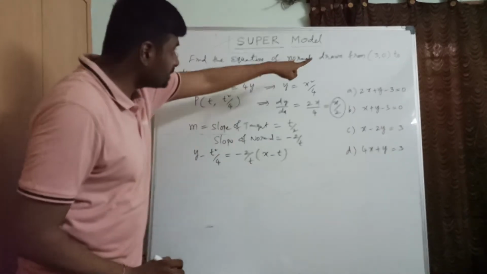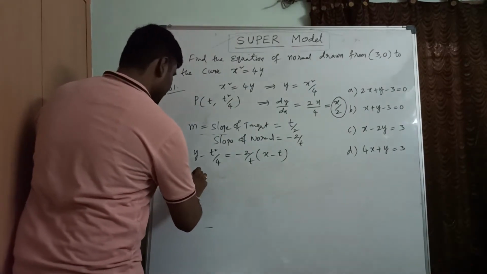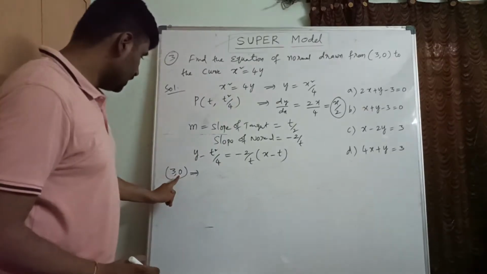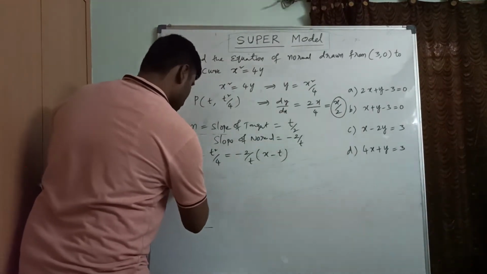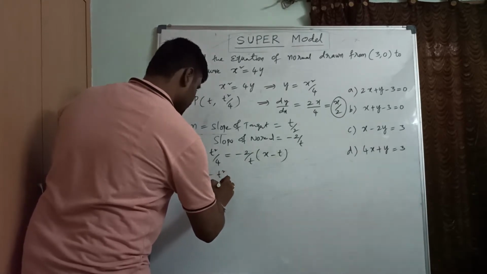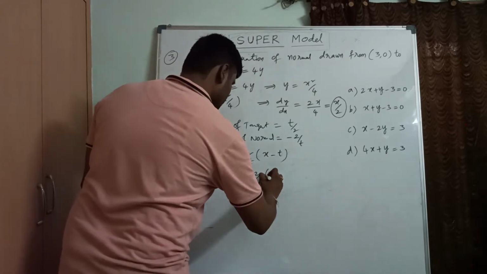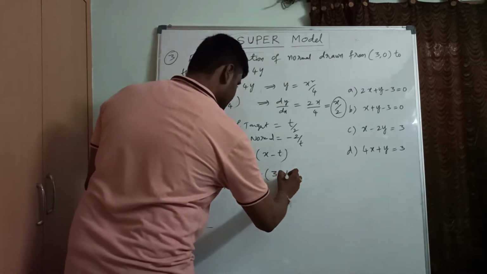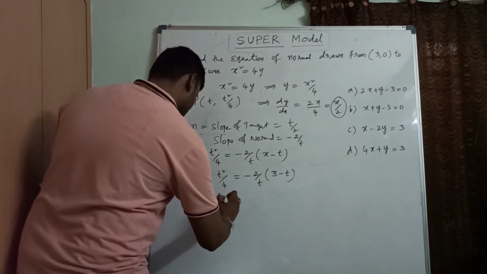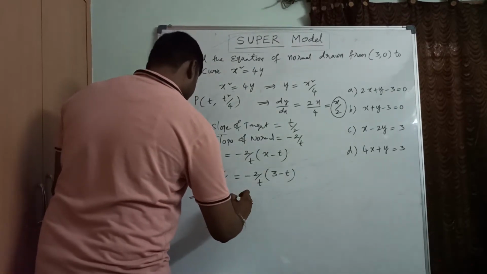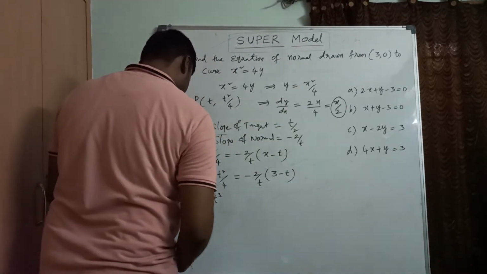This is passing through 3, 0, or not? Substitute 3, 0, then we can find the t value like the previous one, right? Put 3 in place of x, 0 in place of y. So here 0 minus t square by 4 equals minus 2 by t into (3 minus t). Now cross multiply there. What will you get? t cube.